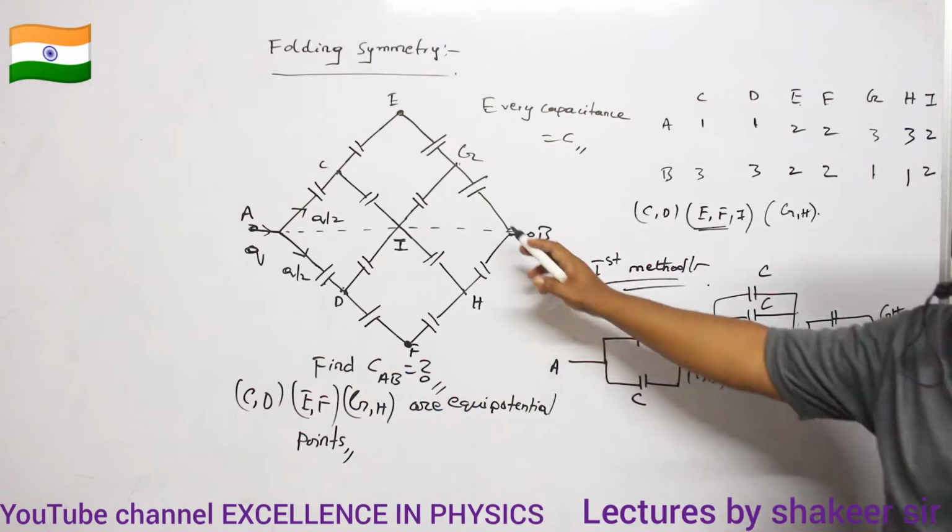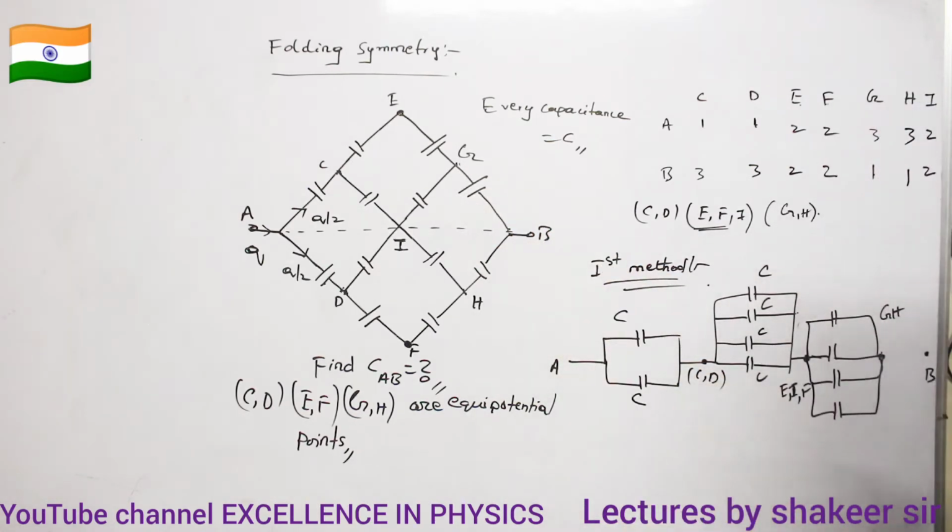So from G comma H to point B, how many capacitors are there? 2 capacitors. So G to B, there is one capacitor. Clear? And from H to B, there is one more capacitor. That's all. So all capacitances are C.